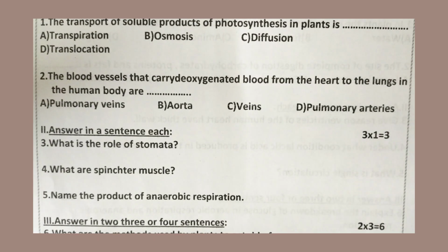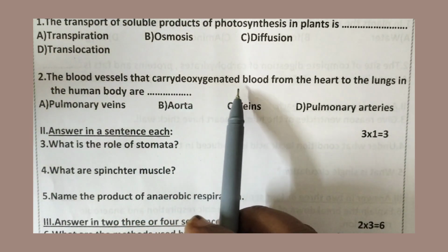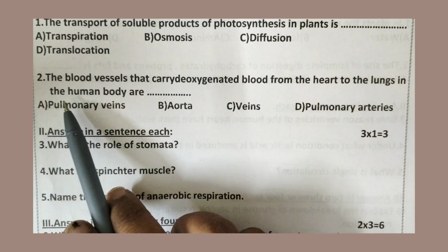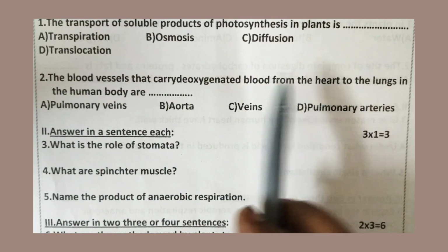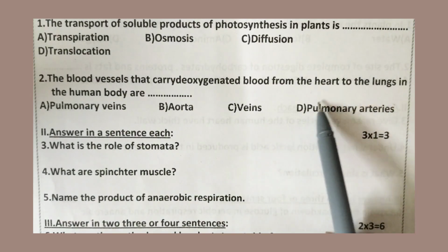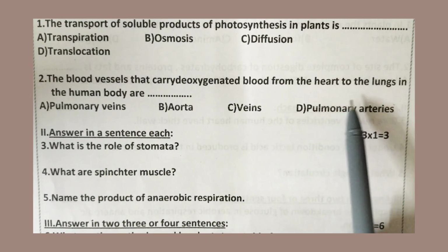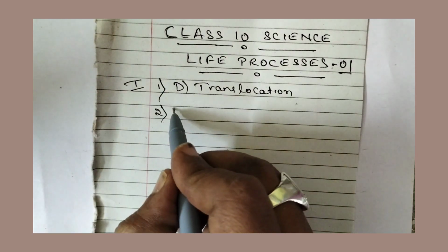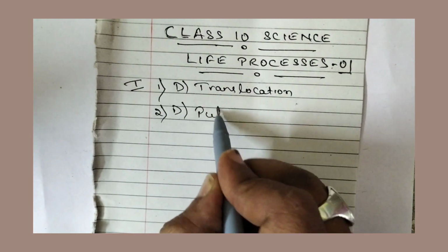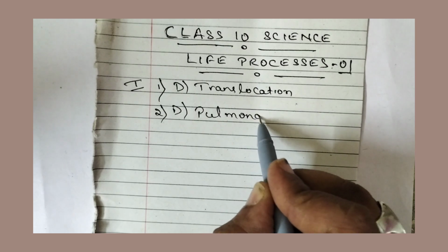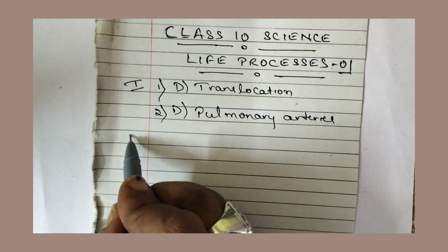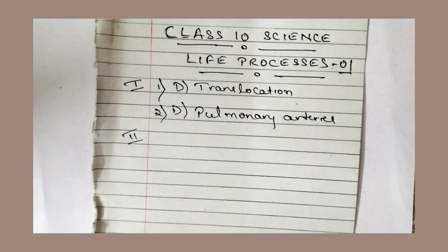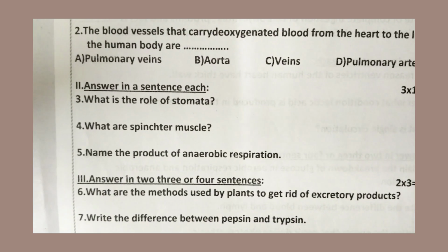The second question is: the blood vessels that carry deoxygenated blood from the heart to the lungs in the human body are. The vessels that carry deoxygenated blood from the heart to the lungs are the pulmonary arteries. So for the second question, the right option is option D, pulmonary arteries. Pulmonary arteries will carry deoxygenated blood. Now let us move to question number 3.